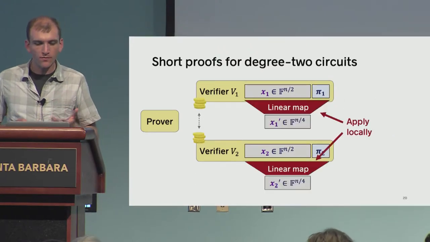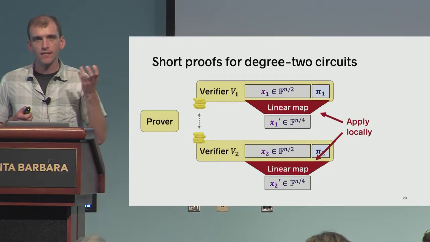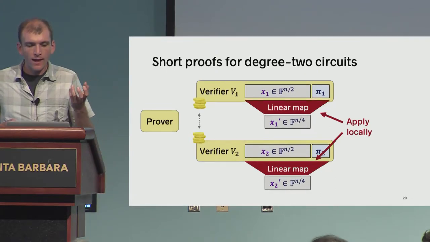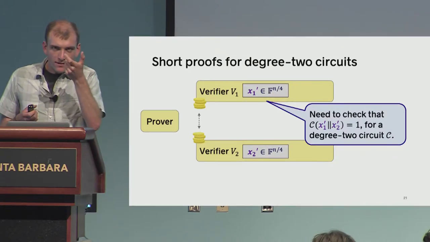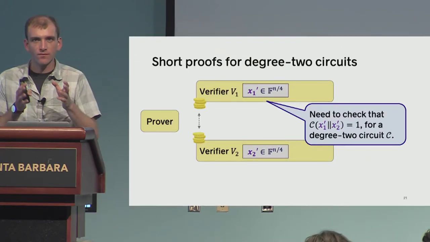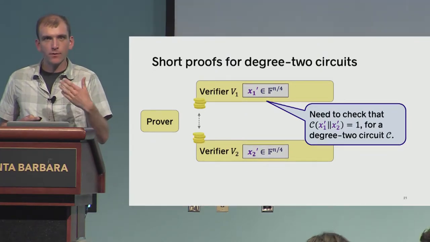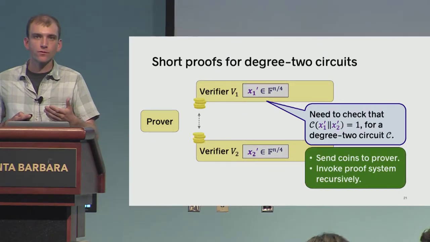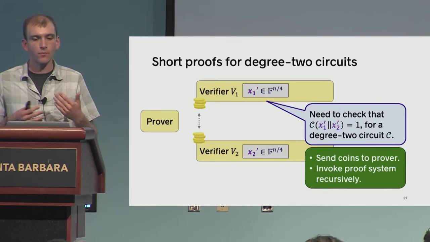Actually, proving this requires a little bit of technical work. But essentially, what the verifiers can do is they can apply this randomized linear map on their piece of the input and their piece of the proof. And then once they have, they just need to check that this new squished input satisfies this new degree two circuit. And rather than evaluating the circuit themselves, they can outsource the work of evaluating the circuit to the prover and recursively invoke our proof system.